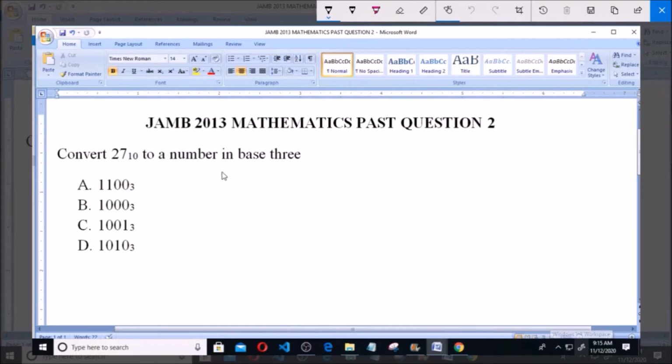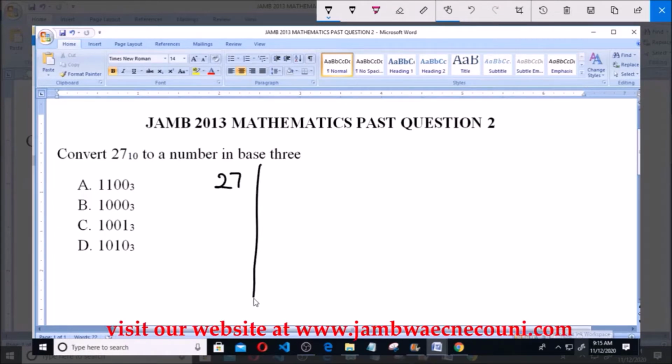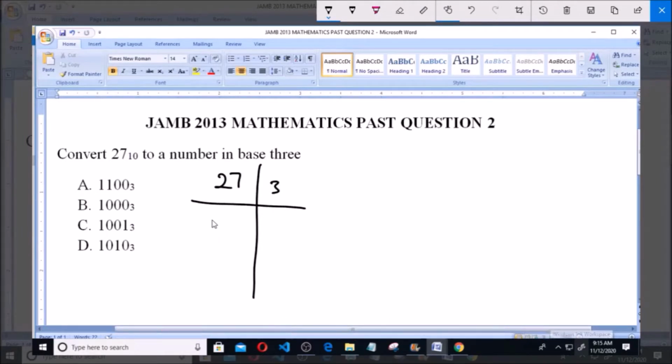Now, converting from base 10 to base 3, we simply divide by the base we are converting to. And that base is base 3. Now, 27 divided by 3 will give us 9, remainder 0. Now, 9 divided by 3 will give us 3, remainder 0. 3 divided by 3 again will give us 1.